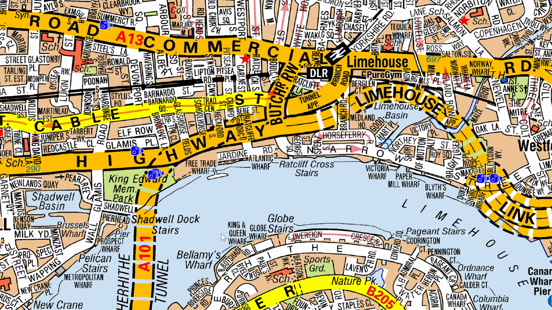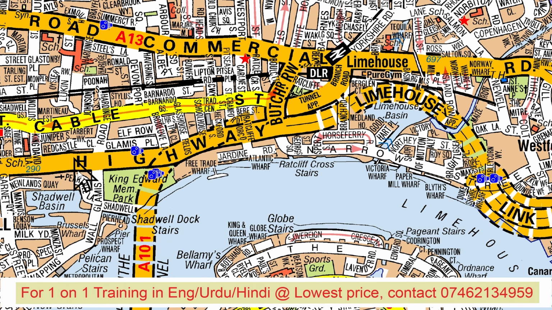Now let's draw another route. Suppose we are at this point on the highway and we have to take the Rotherhithe Tunnel. Since the highway is on the ground level and the tunnel is underground, therefore we cannot enter the tunnel from here. The only way to enter the tunnel is the tunnel approach, where the road descends into the underground tunnel. So, in order to enter the tunnel via the tunnel approach, we have to proceed like this.